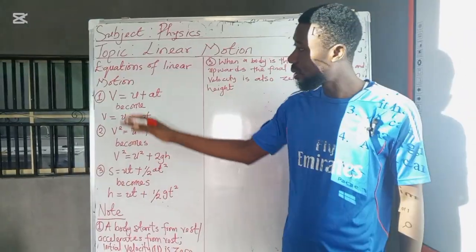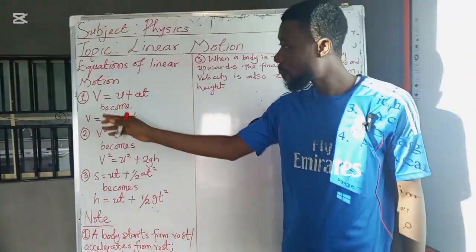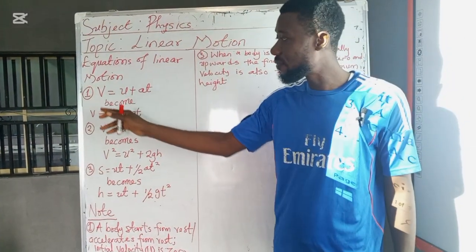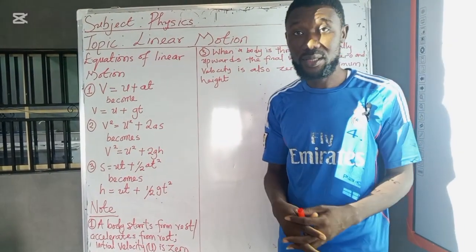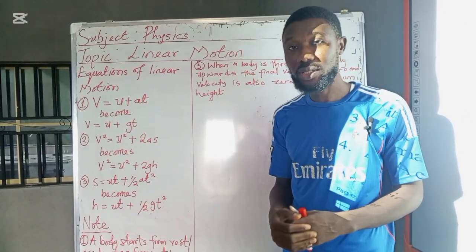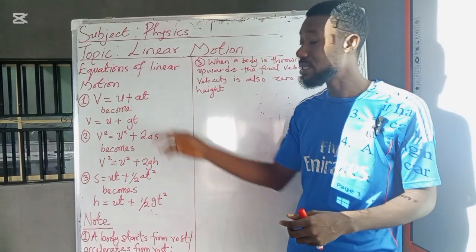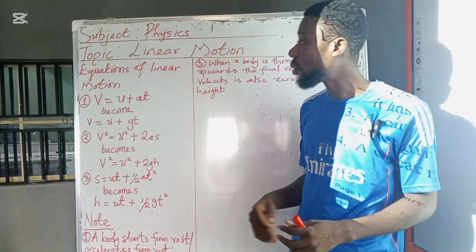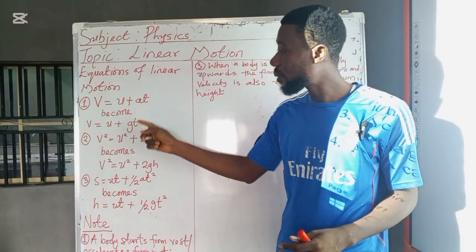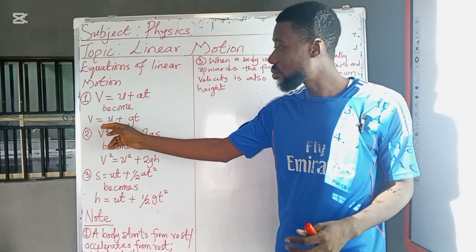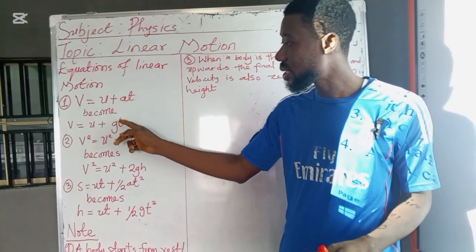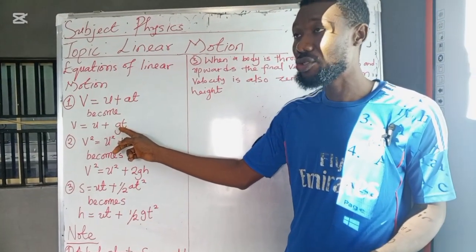Now we're going to be working with this equation. Number one, we have v equals u plus at. Now what is v? Final velocity. What is u? Initial velocity. What is a? Acceleration. And what is t? Time. Now, this equation can be changed to become v equals u plus gt. You can see the acceleration changes to g, that's acceleration due to gravity.